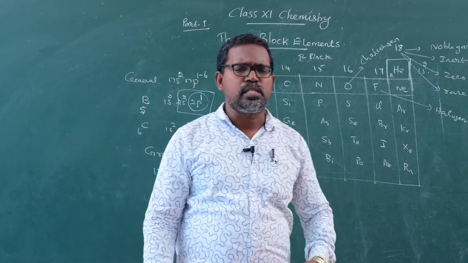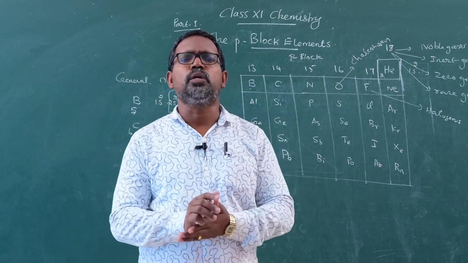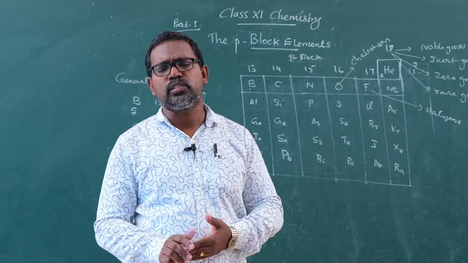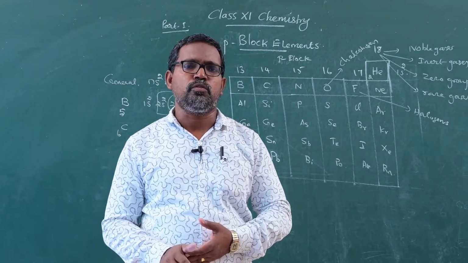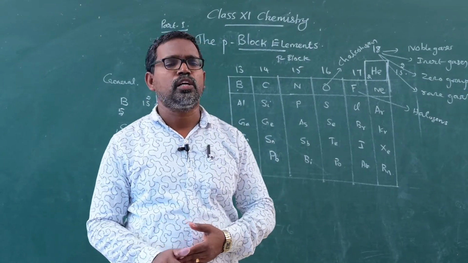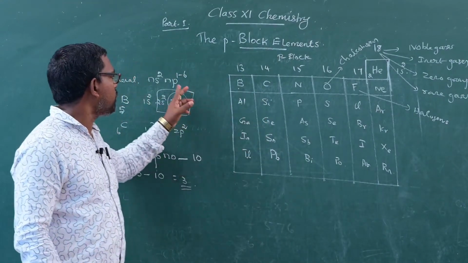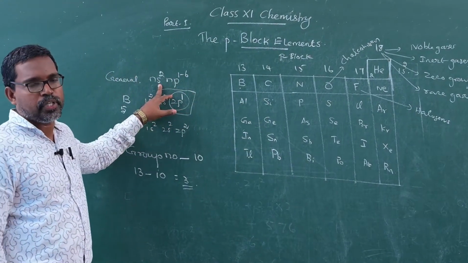But as we move down the group, the oxidation states also vary, because as we move down the group, all these elements have 2 electrons present in the s orbital.